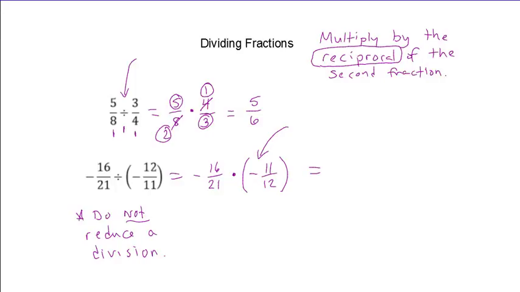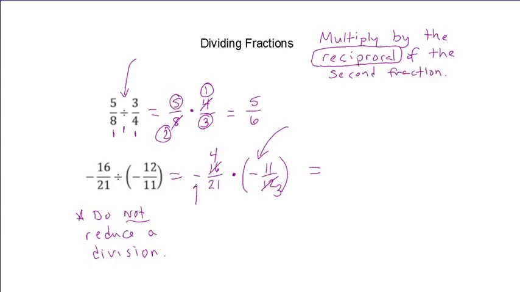So, as I mentioned, I'm now going to reduce. There's only a little bit to reduce here. 12 and 16 share a factor. 4 goes into 16 4 times. 4 goes into 12 3 times. And then there's nothing else to reduce. So here we go, our final answer.